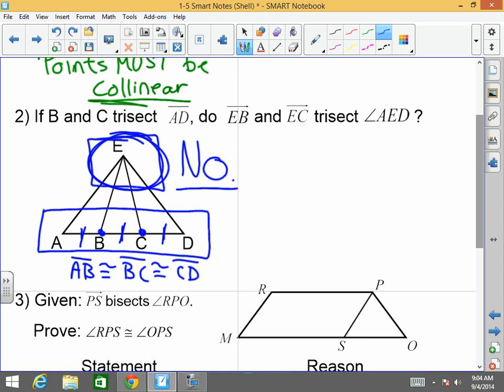Show me just one piece of evidence that you can prove that it's a yes. No, it's either yes or no, my man. There's no in-betweens in geometry. There's no, well, kind of, sort of, maybe if the moon and the planets are aligned. It's either yes or no. And I'm not trying to be sarcastic, I promise you. That's geometry. All I can prove from here, for sure, is that AB is congruent to BC, which is congruent to CD. That has no bearing, no effect, no proof at all that ray BE and ray CE trisect angle E.